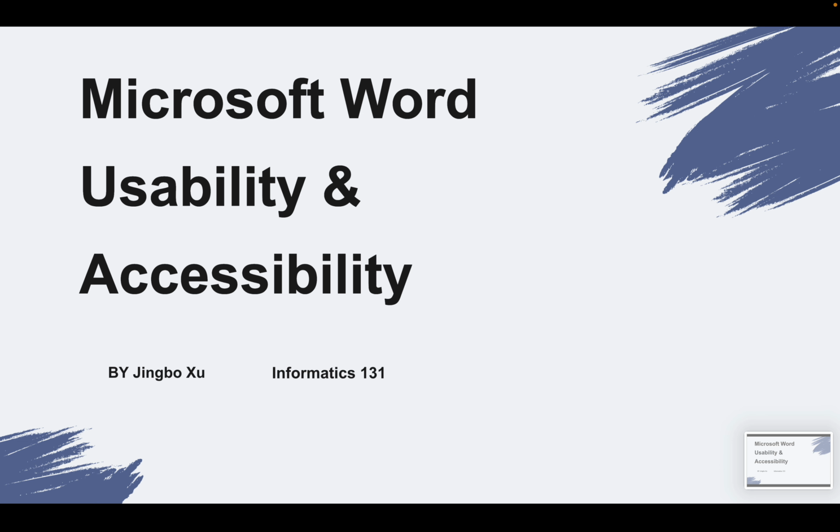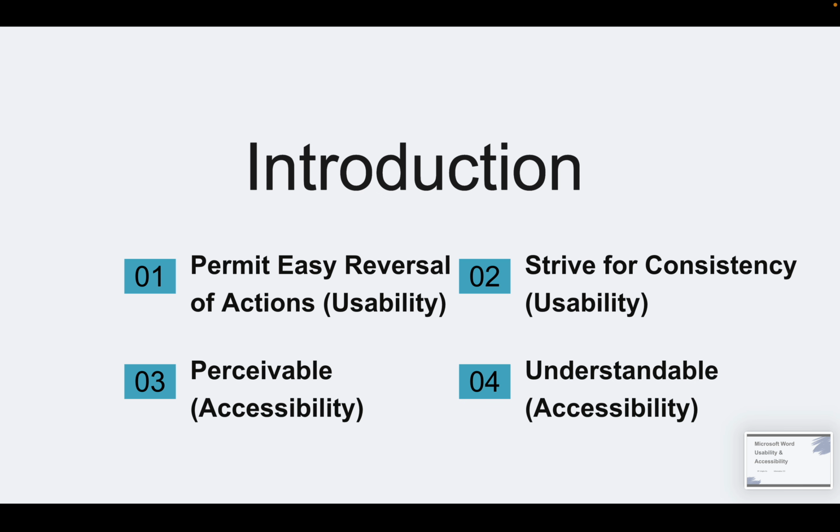2 of the usability principles were discussed in Shneiderman's book, and the other 2 accessibility principles were defined by the W3C. In this video, I want to illustrate that Microsoft Word generally follows the usability and accessibility standards, and also has several disadvantages that could be improved in a few areas to better support our users. Specifically, I discuss permit easy reversal of action, strive for consistency, perceivable, and understandable.